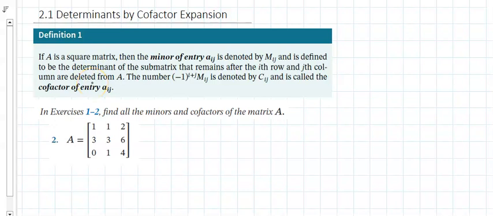Chapter 2, we only have 3 sections in Chapter 2. They talk about determinants and the use of determinants. We start with the definition.